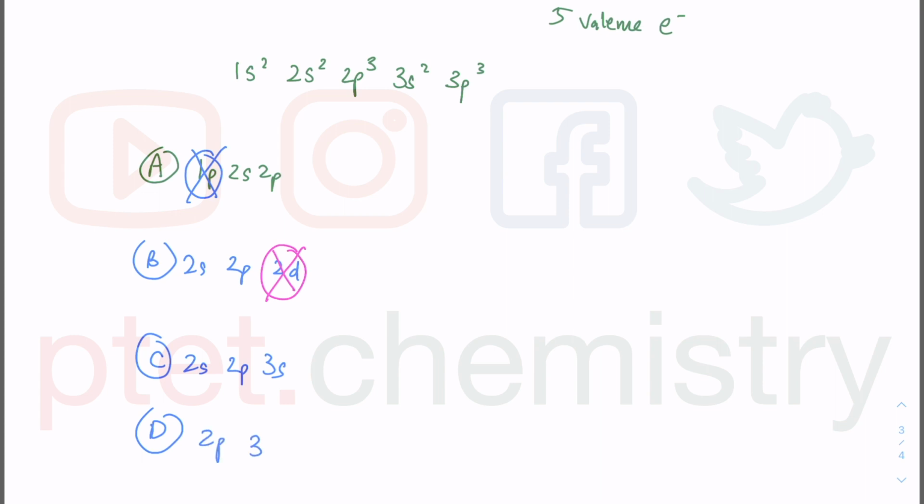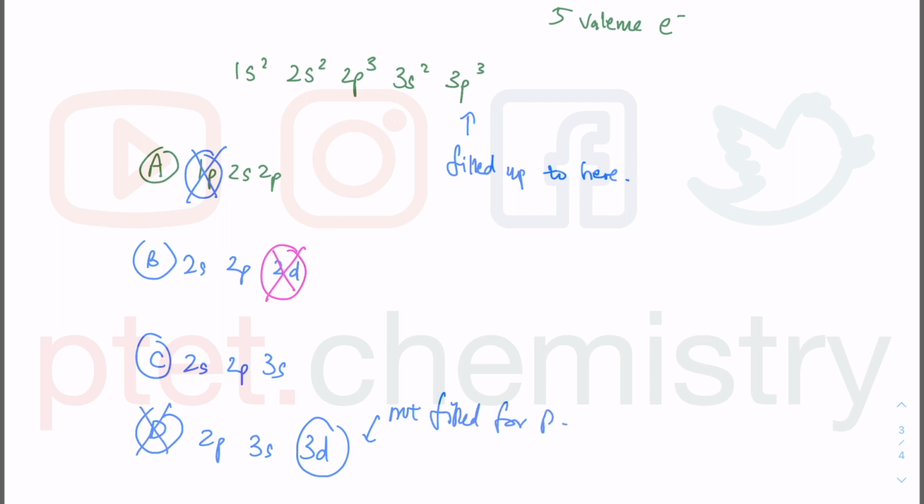So you have 2p, 3s, and 3d. We can see that you fill up to here, and you don't fill the 3d at all, not for phosphorus. So D cannot be the answer. C is the only answer there. Okay.